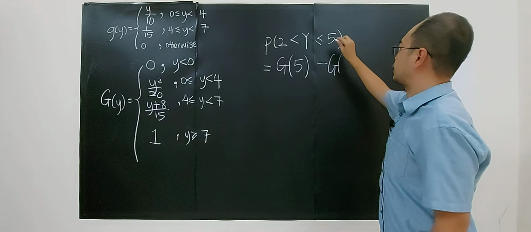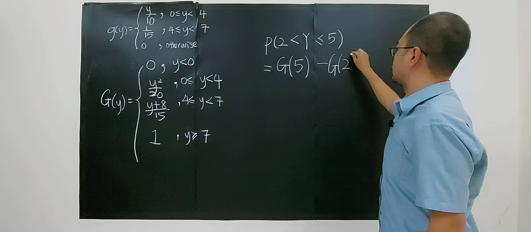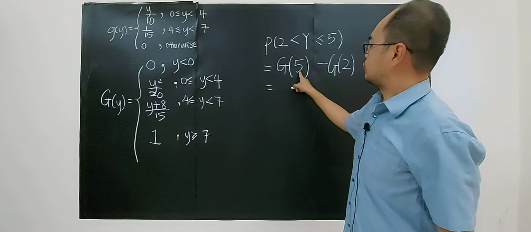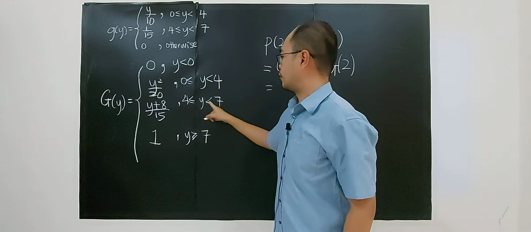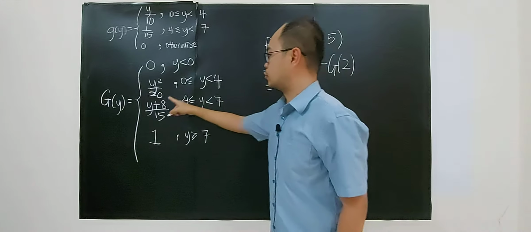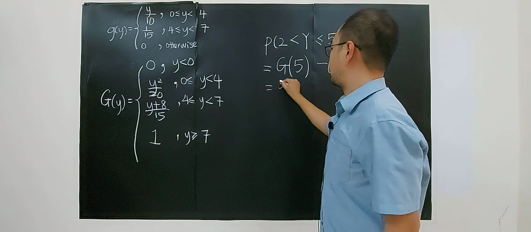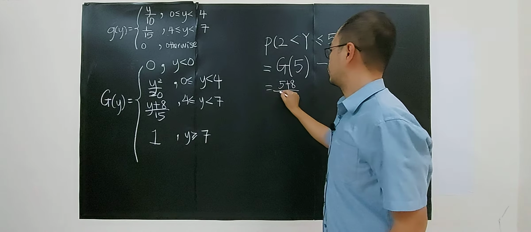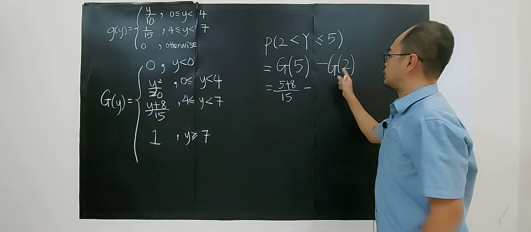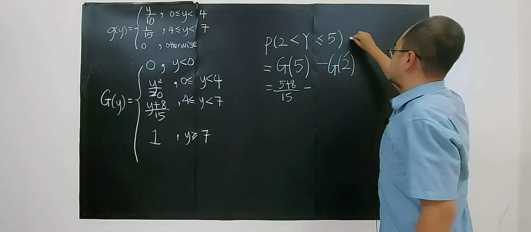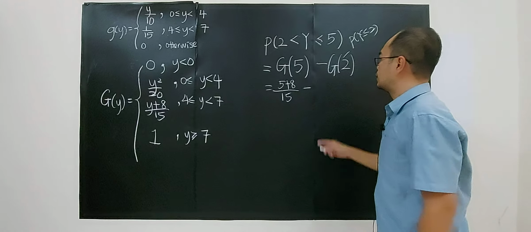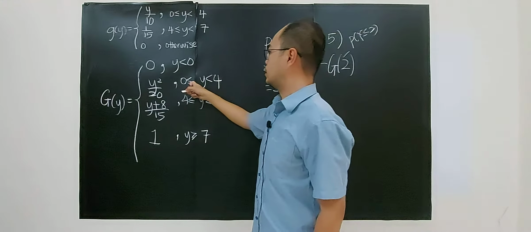So you are using this way, and for 2, you just put a 2 here. Very simple. Then you just see where 5 is. 5 is between 4 and 7, so you have to substitute the 5 into this function here. So it means 5 plus 8 over 15 minus the probability of y before 2, that's the meaning here. So you have to substitute 2 into here.